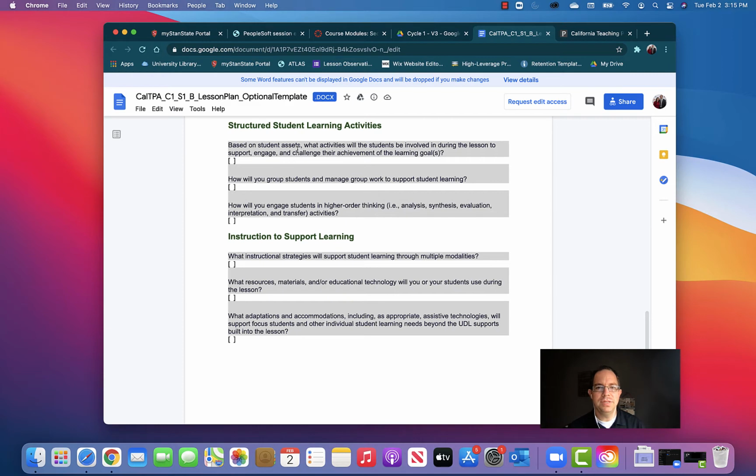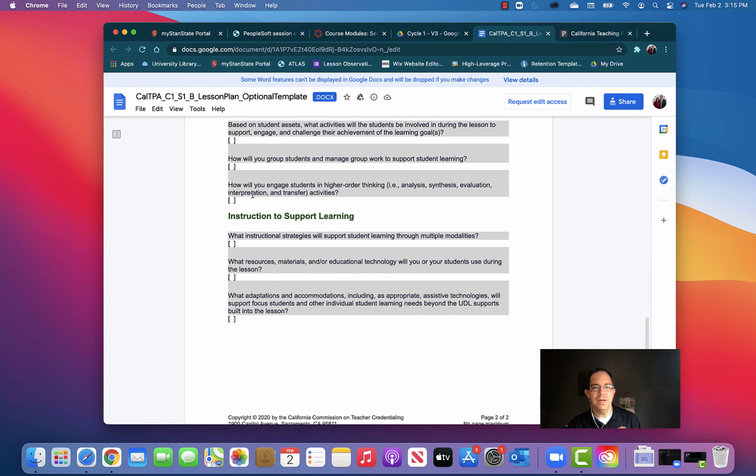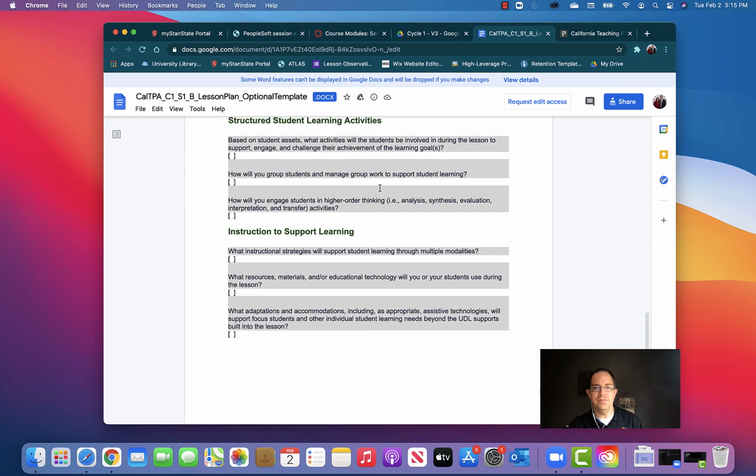How will you group students and manage group work to support student learning? Same thing, right? So I'm going to do some grouping. This is how I'm going to group them. And more importantly too, how are you going to manage that class and talk about some of the routines and procedures and norms that you'll have in place. And then last but not least, how will you engage students in higher order thinking? So each of these activities should be at the higher levels of analysis, synthesis, evaluation, interpretation, and/or transfer. If they are anywhere below that, comprehension, recall, application, you want to stretch your lesson to go higher. And those are the things they'll be looking for in those activities.